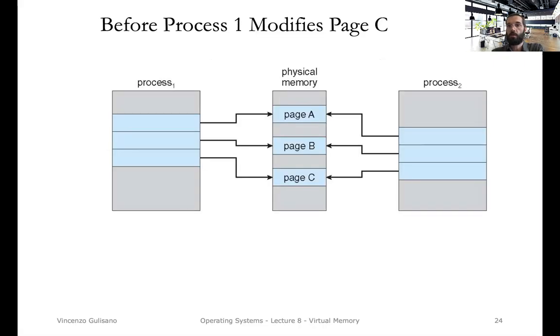So it looks like this. If process 2 is created by forking process 1, each one will have its own page table in a different portion of memory, but the content of the page table, so the addresses of the frames, can be the same for the two of them. We have 3 pages here, so they are both pointing to the same pages.